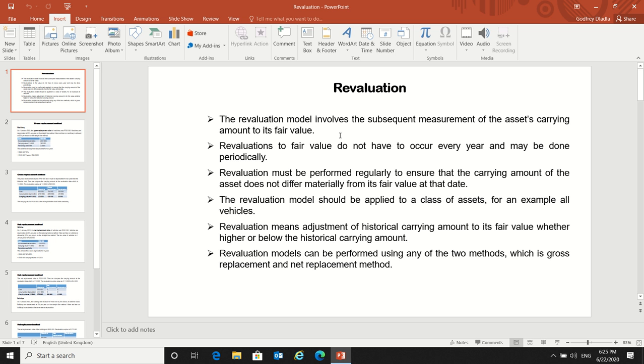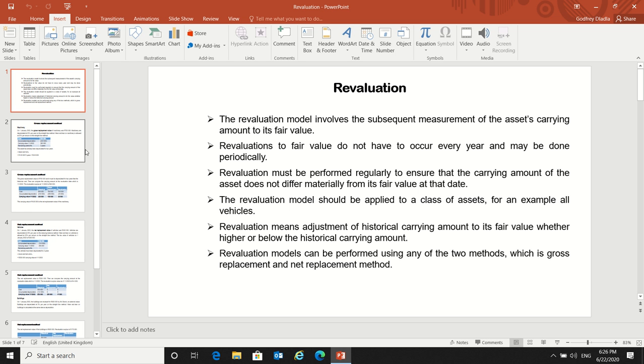But what will happen then if squatters go and occupy that land? It will depreciate now from 5 million downwards. So sometimes an asset can be revalued up and then it goes down, meaning you are reversing the revaluation. When it goes down, you are reversing the revaluation when it had appreciated, right? Then the last one says revaluation can be performed using either of the two methods, which are gross replacement and net replacement. Like I've alluded to, there are two models that are used when revaluing assets.